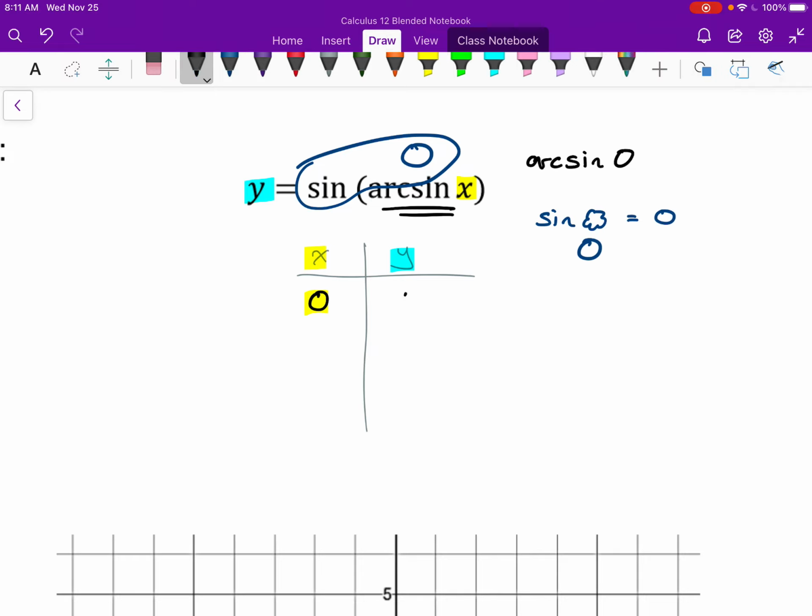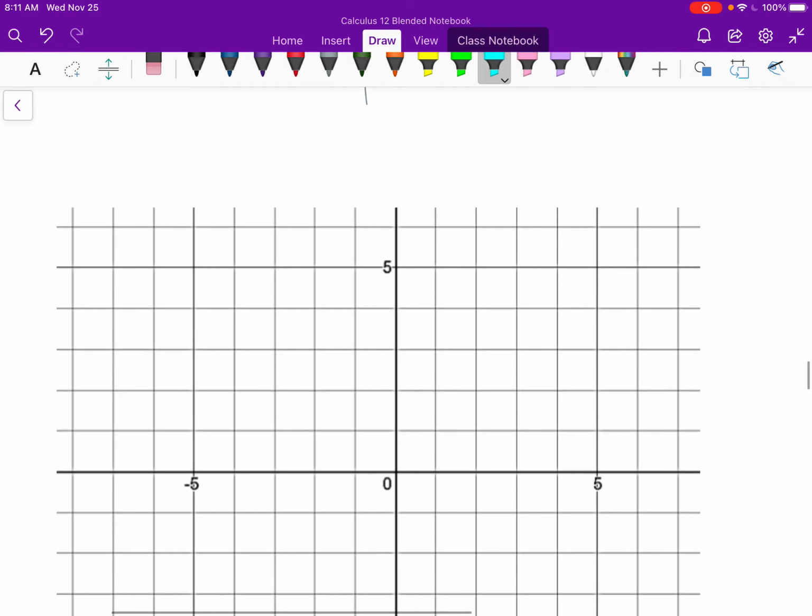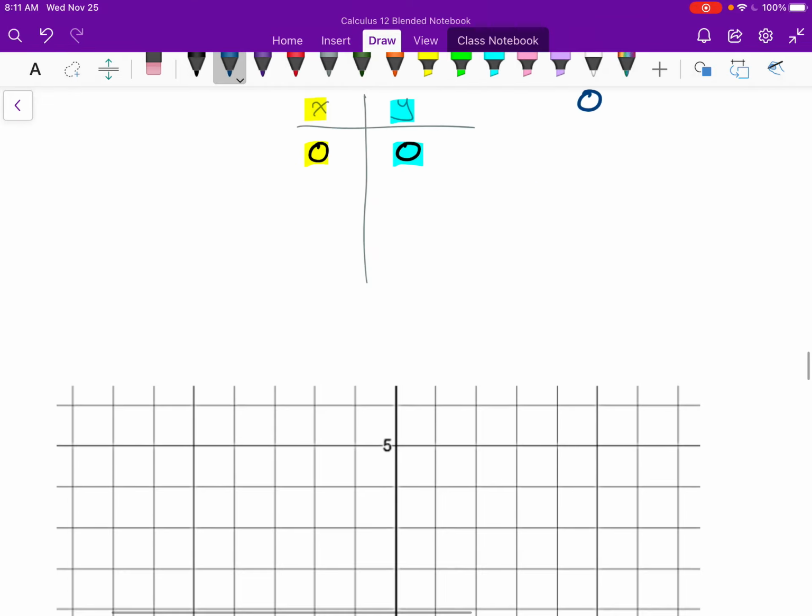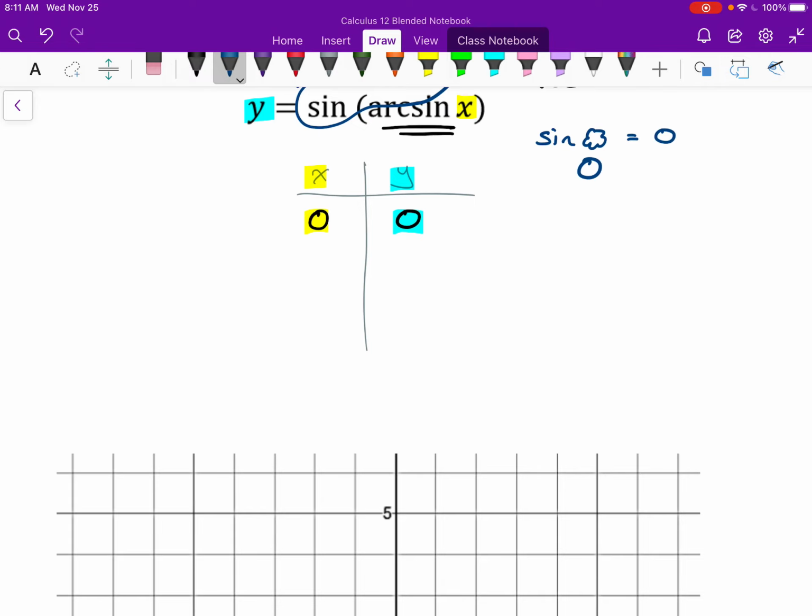So I'll just write, there we go. When x is 0, y is 0. A lot of little steps I have to talk about, so it got a little messy here. But essentially, every time I'm putting the value into arcsine and then sine. So 0, 0, let me plot that. Nice point to plot.